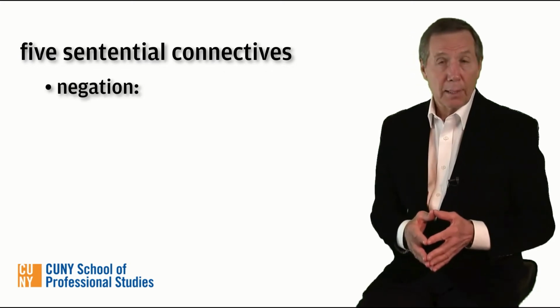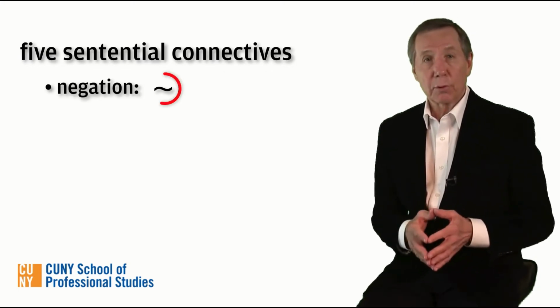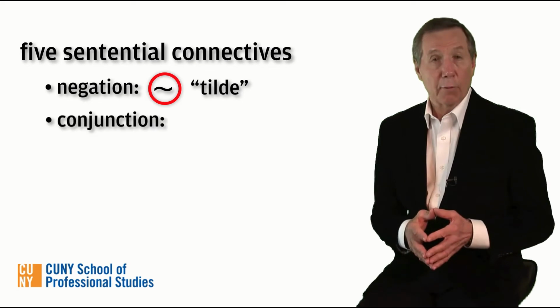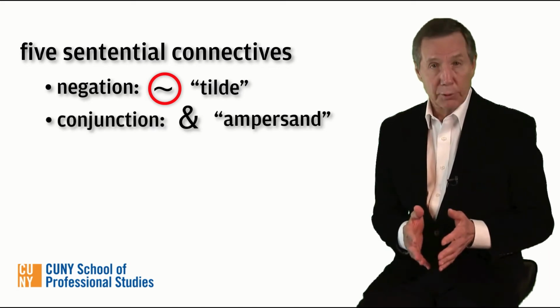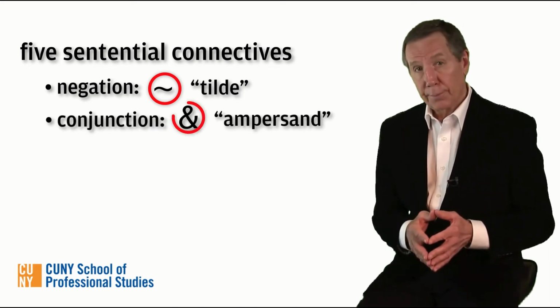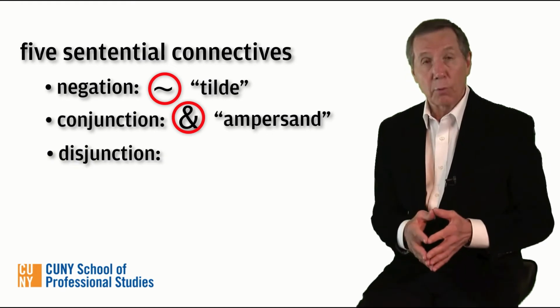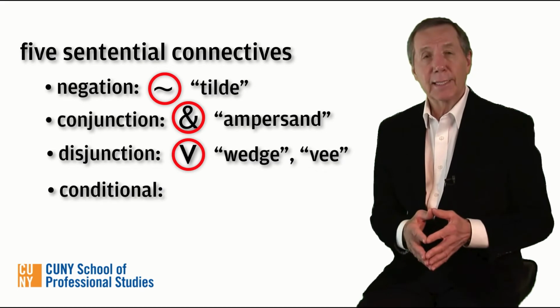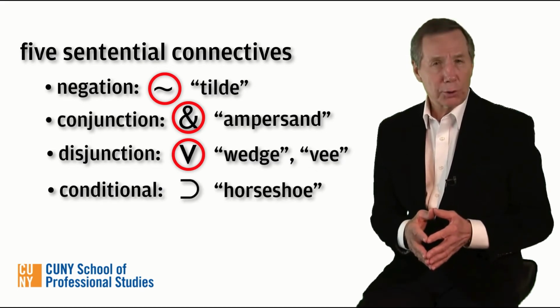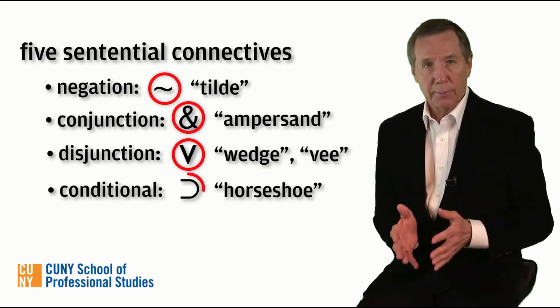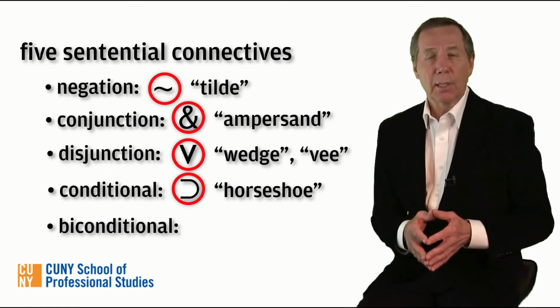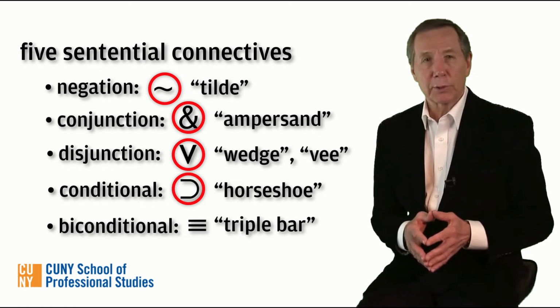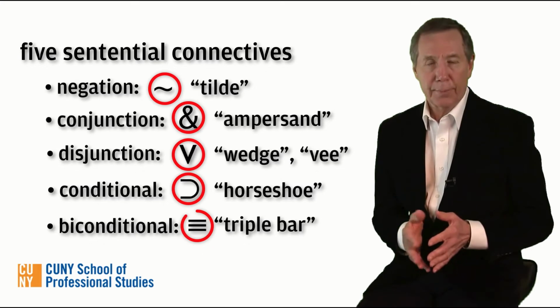For negation, we'll use the squiggle, which we'll call the tilde. For conjunction, we'll use the ampersand, which looks like this. For disjunction, we'll use the wedge or the V, like this. For the conditional, we'll use a horseshoe, which looks like this. And for the biconditional, we'll use the triple bar, which will symbolize like this.